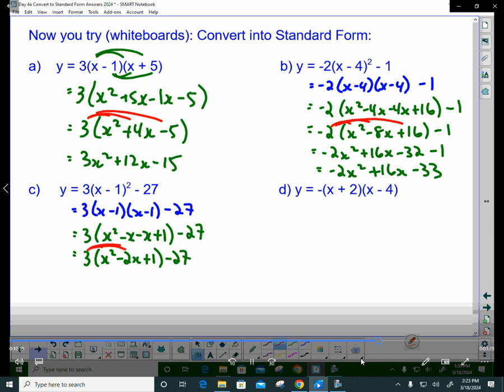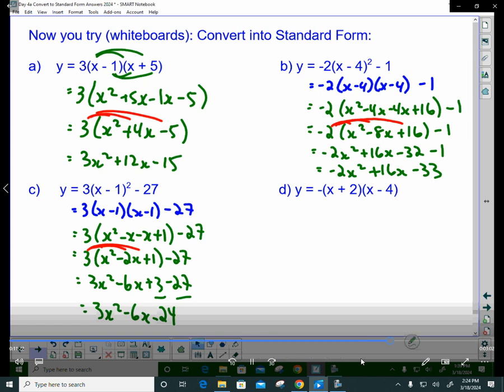Collect like terms inside, x squared minus 2x plus 1 minus 27. Rainbow the 3: 3x squared minus 6x plus 3 with a minus 27. And then I can collect the 3 and the minus 27 at the end to get 3x squared minus 6x minus 24. Hopefully that is what you got as well.